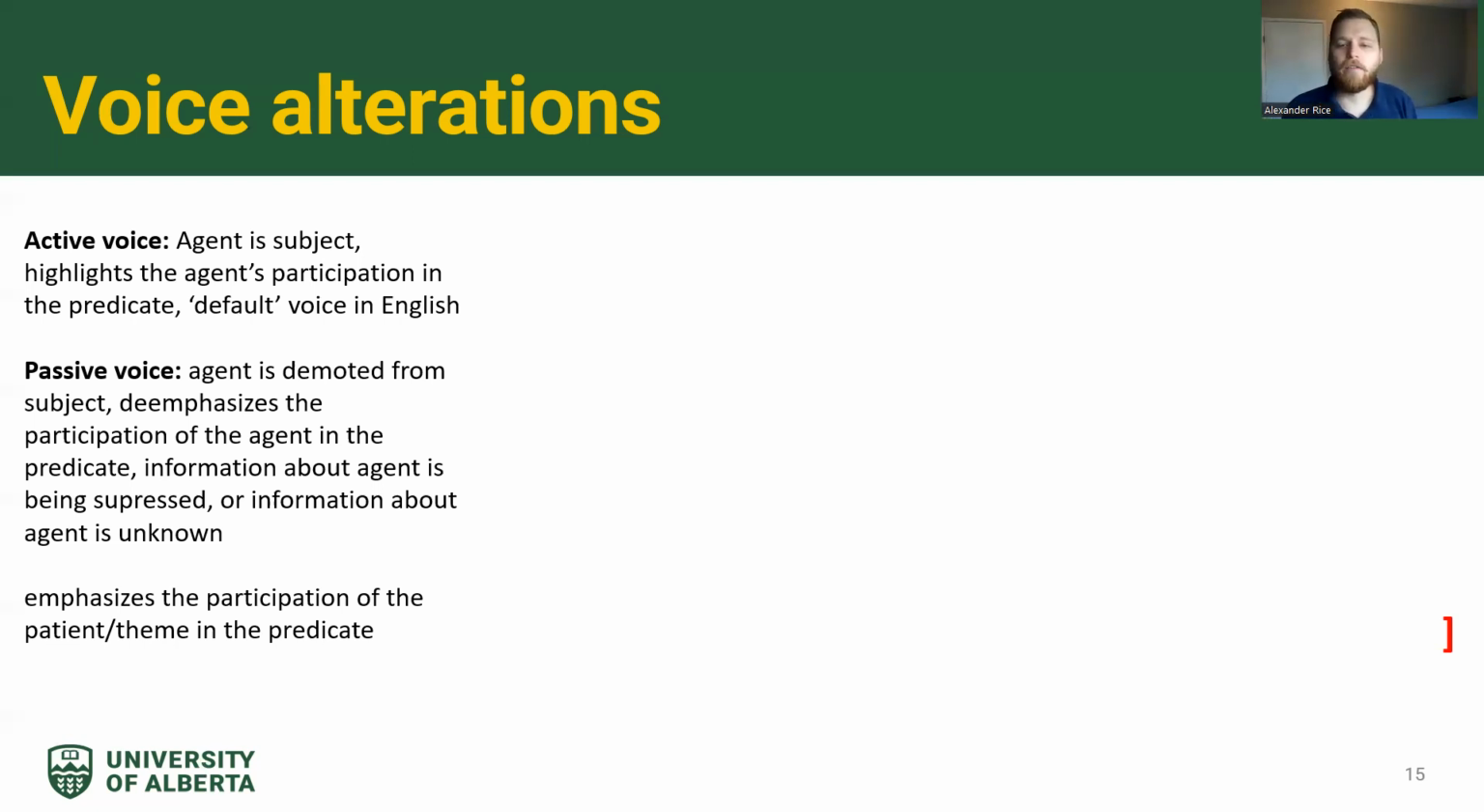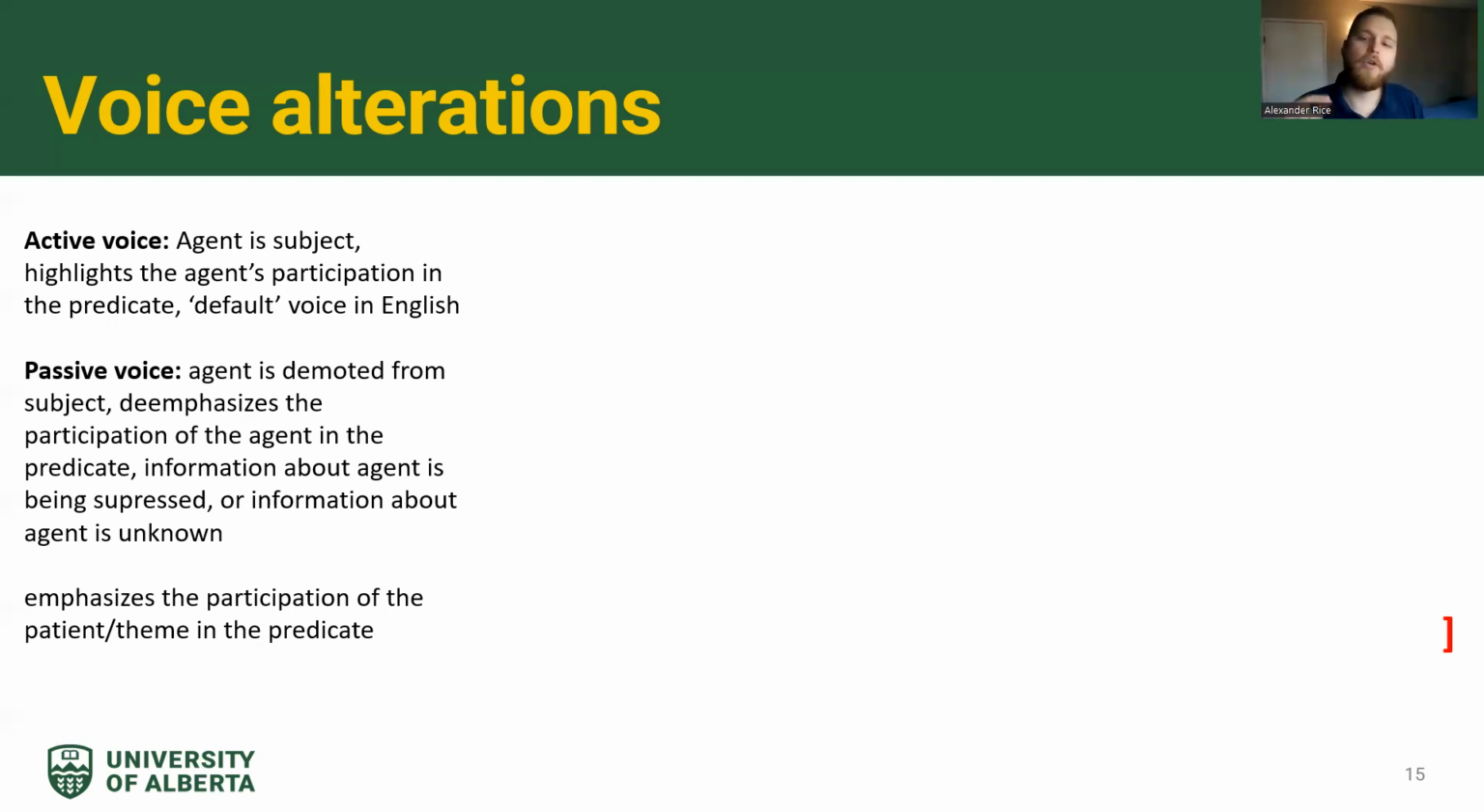So again, we have the active voice, which is the default. It highlights the agent's participation in the predicate by making the agent the subject. Passive voice, by contrast, wants you to almost forget about the agent. It's not important. The important thing here is the patient and the predicate itself. Passive is basically saying, don't look at the agent, look over here at the patient.